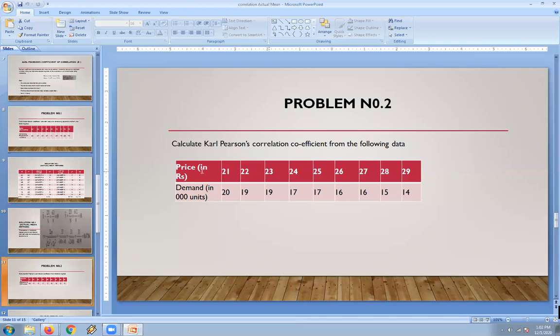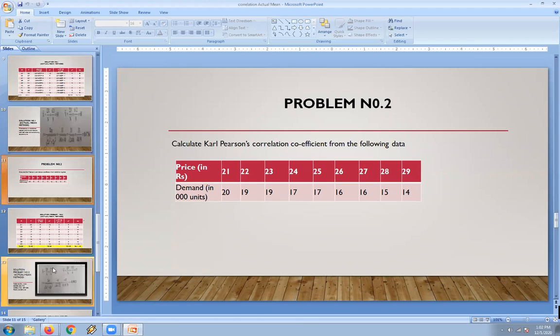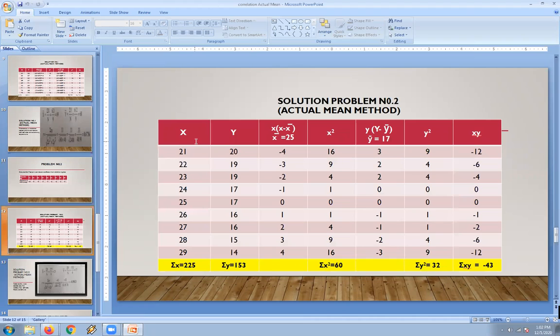So this is the second question, relating to price as well as demand. The price values they have given are 21 up to 29, and the demand in thousand units is 20, 19, 19, then 17, 17, 16, 15 and 14. In the same manner, in the actual mean method, we need to frame the table. One is the x value, another is the y value, third is the small x, that is the deviation values to be calculated, then x square, then the deviation of y, then y square, then xy.